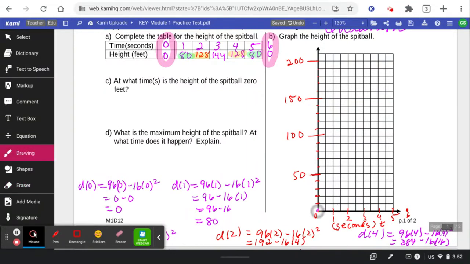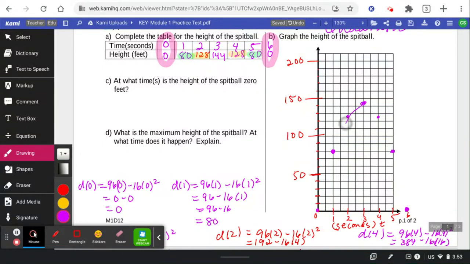So going and putting a dot at the 0, 0 to start, putting a dot at 1, 80. Putting a dot at 2, 128. Putting a dot at 3, 144. Then it goes down the exact same way, 4, 128. And 5, 80, and 6 is way down here at 0.